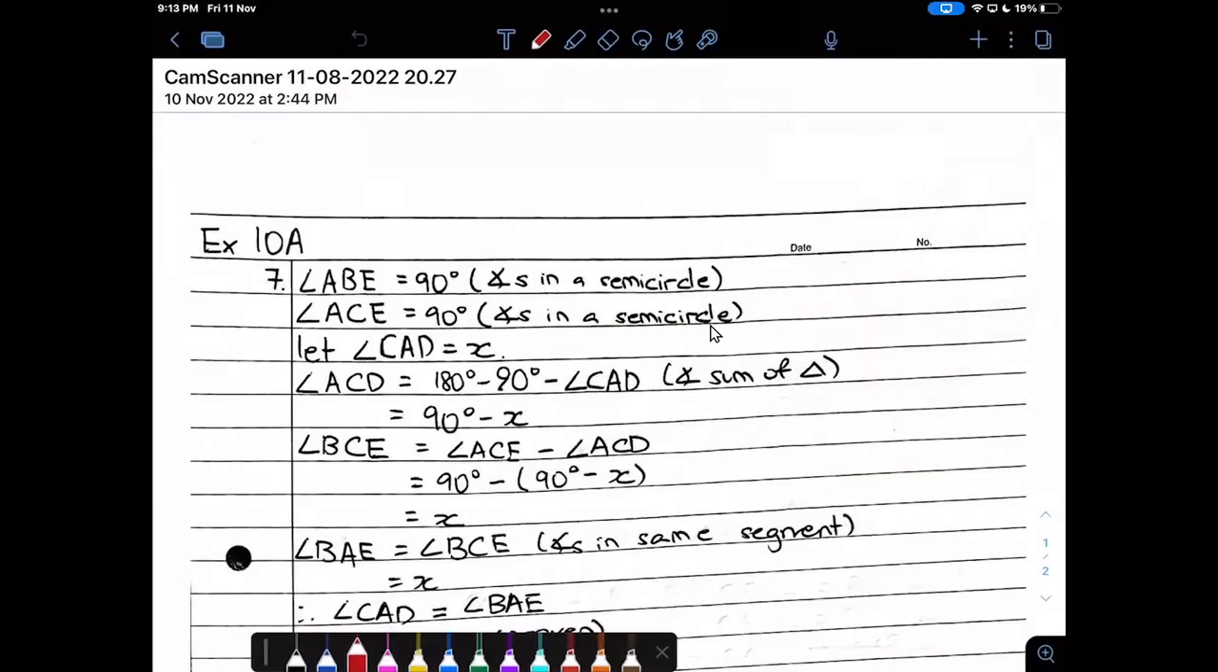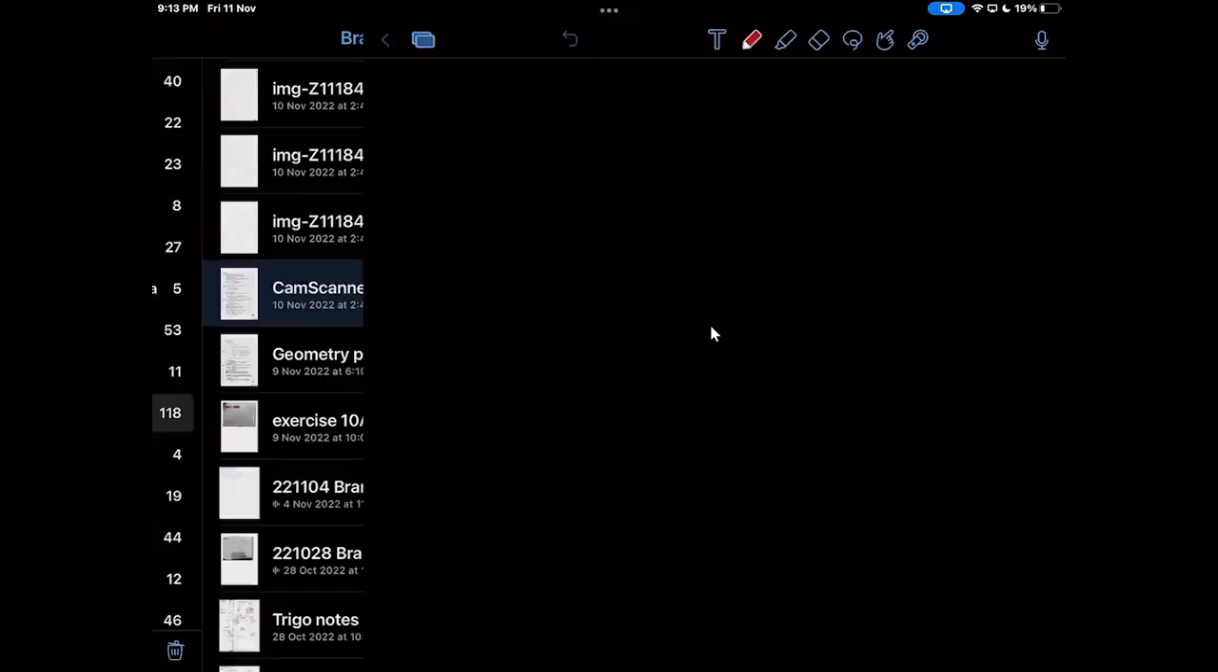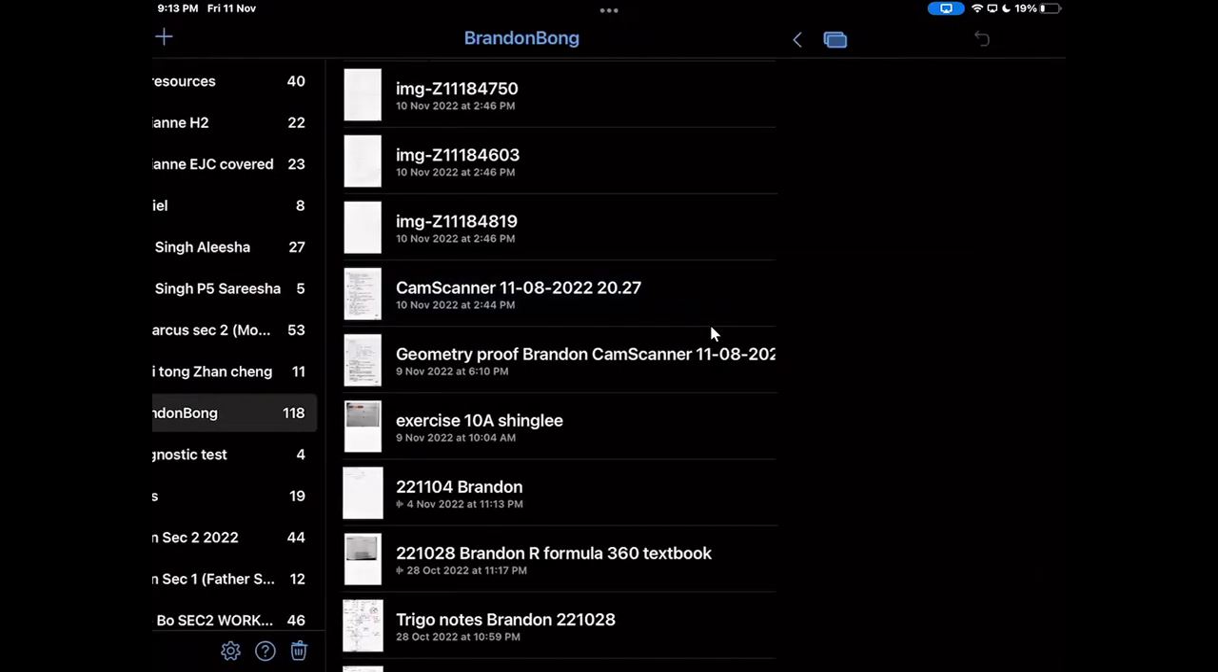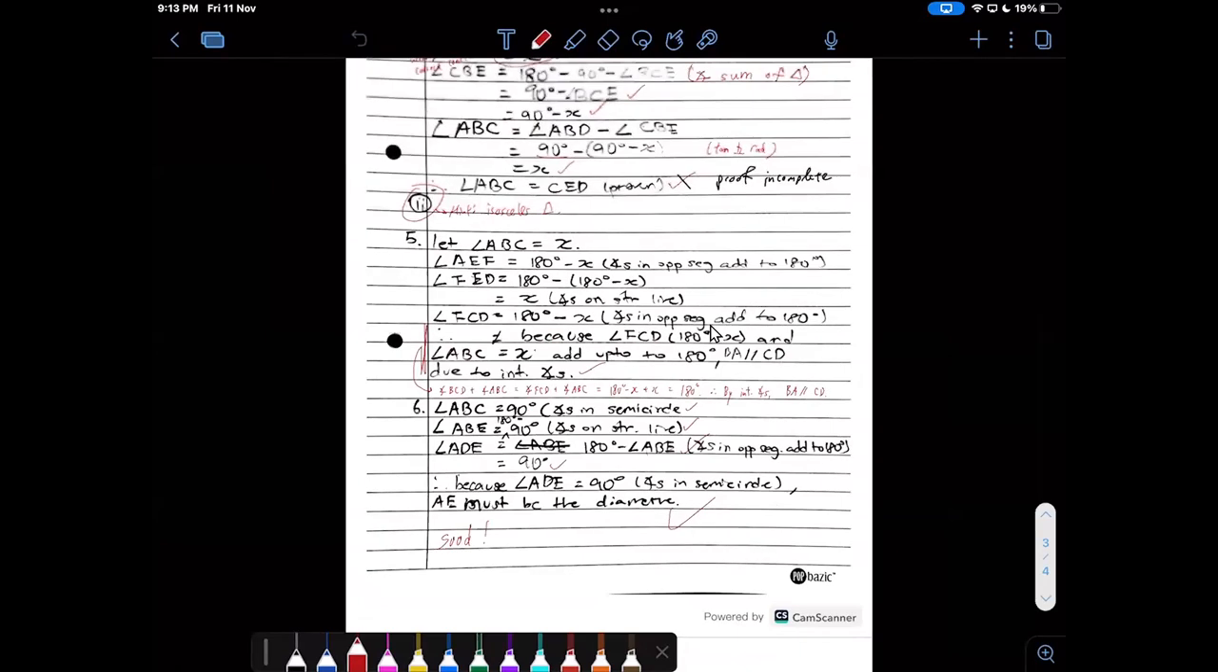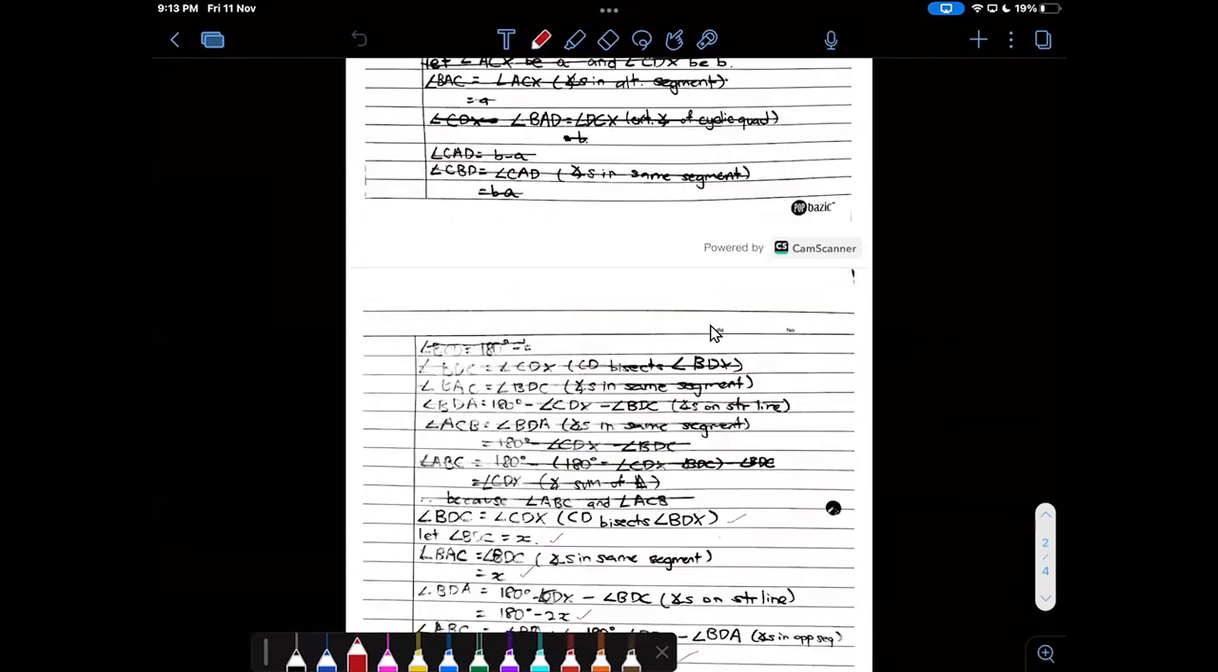Okay, let's take a look. So I think I marked one of the worksheets, but I haven't had time to mark all of them. This first one, okay, most of them are correct. Exercise 10A. Good. Oh yes.